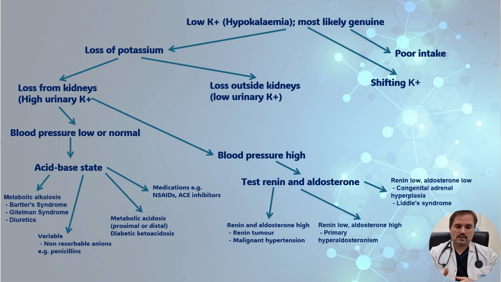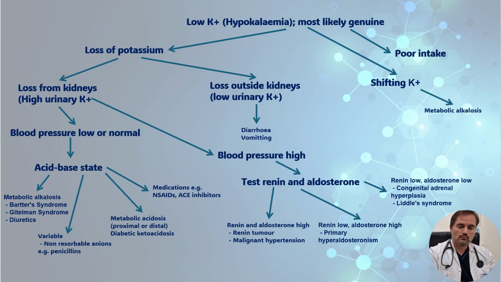And then if it's not being lost from the body, either from the kidneys or elsewhere, maybe that potassium is being driven into the cells. So the opposite situation to the acidosis is alkalosis. So you have a metabolic process that is causing your bloods to become more alkaline. That will drive the potassium into the cells. And utilization or pushing it into cells for other reasons.